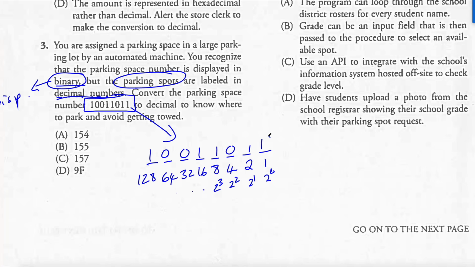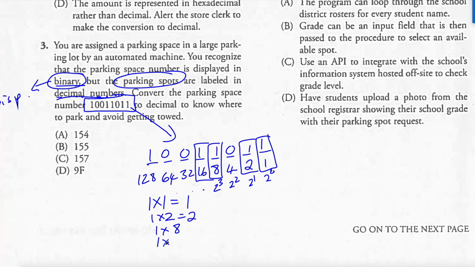So when we have a 1 in the ones place, we would calculate it by doing 1 times 1. When we have a 1 in the twos place, we would do 1 times 2, and that would give you the 2. And then we've got a 1 in the 8s, and then we've got a 1 in the 16s, and then we've got a 1 in the 128s.